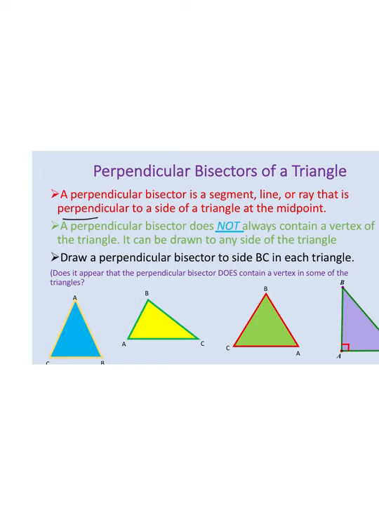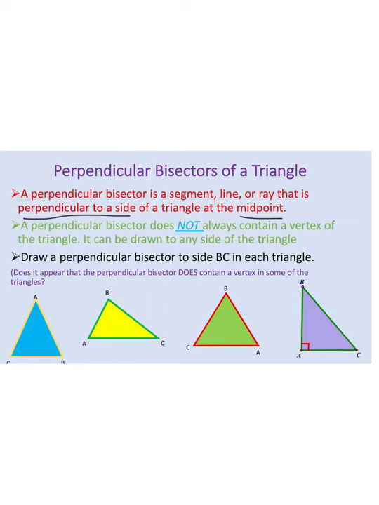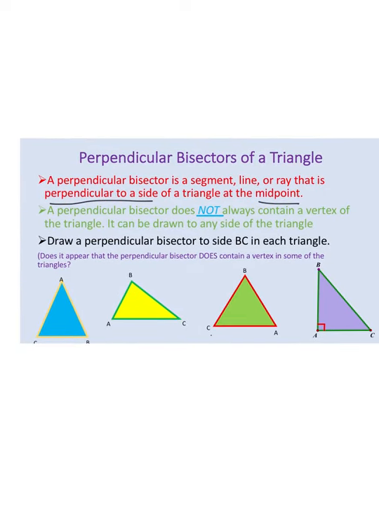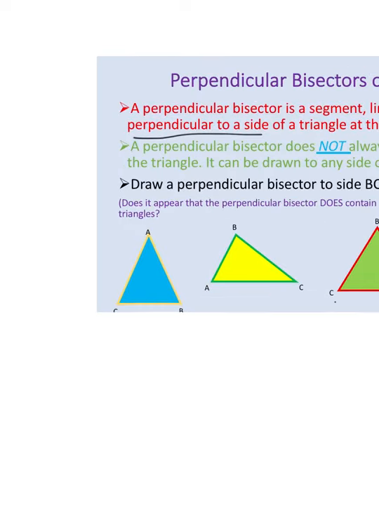It has to be perpendicular to the side, and it has to go through the midpoint. Those two conditions have to be met. So let's take a look at the blue triangle here.